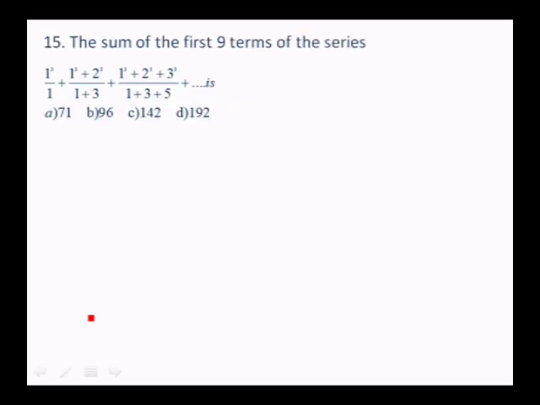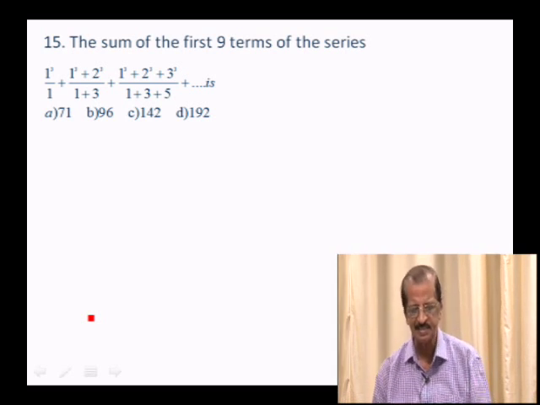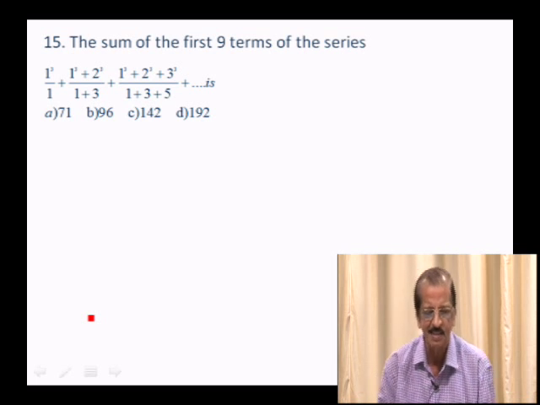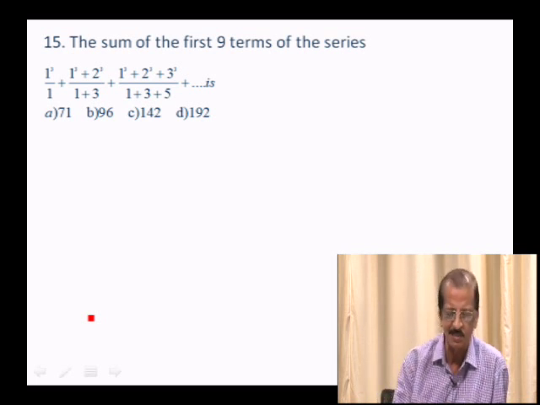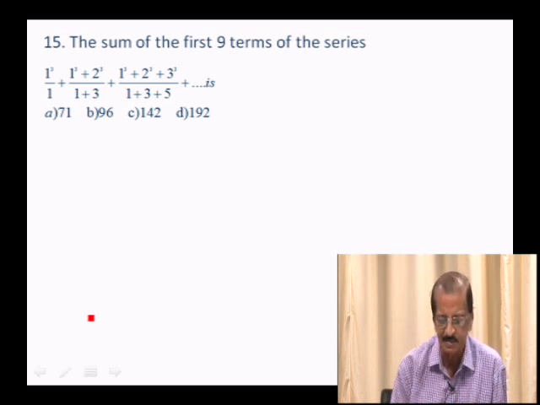15th one, the sum of the first 9 terms of the series 1 cube by 1, 1 cube plus 2 cube over 1 plus 3, 1 cube plus 2 cube plus 3 cube over 1 plus 3 plus 5 etc. is. See, whenever he asks n terms, it's easy because n will be there in the options and you can substitute. But here, it is not that easy because he has asked the 9 terms. You have to just find out the sum of the 9 terms. So let us find the sum of the n terms, Sn first.